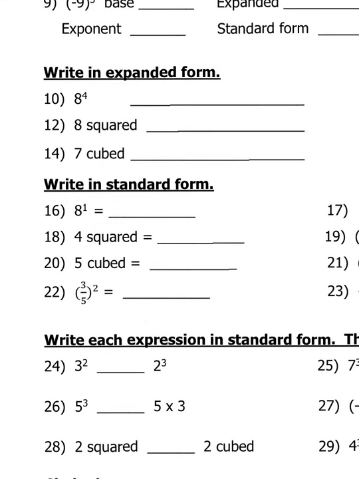So for number 10, 8 to the 4th. So expanded form just means 8 times 8 times 8 times 8. So 8, 4 times, whatever the exponent is.